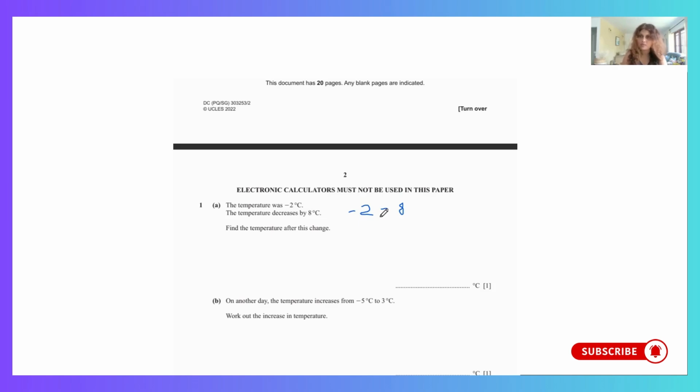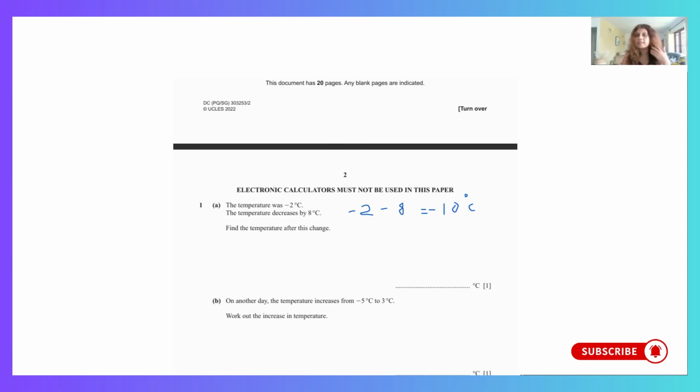So altogether what we have are oranges, right? Same like that, we have minus 2 and we got another minus 8, so together we have minus 10. Then the new temperature will be minus 10 degrees Celsius. That is one way that we can find the answer for a sum like this.